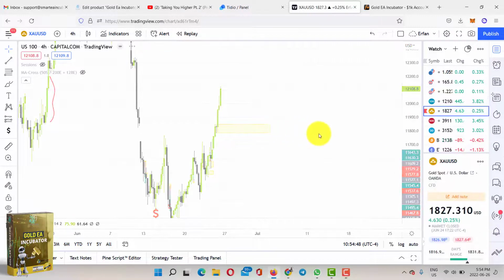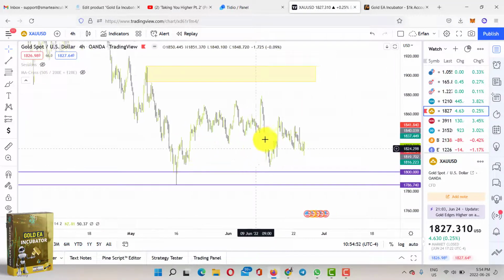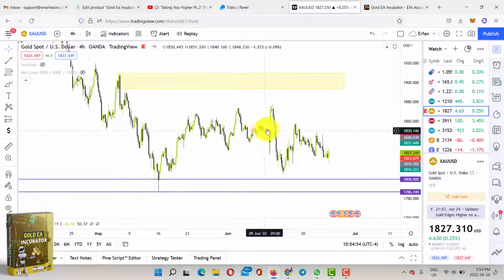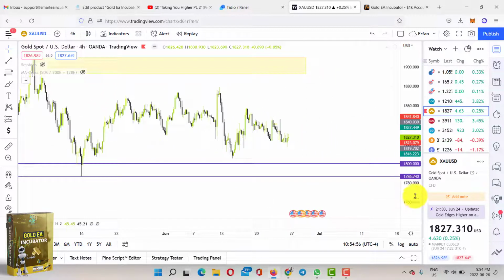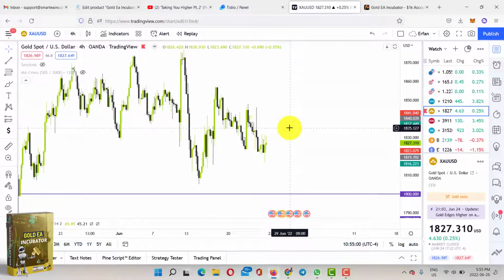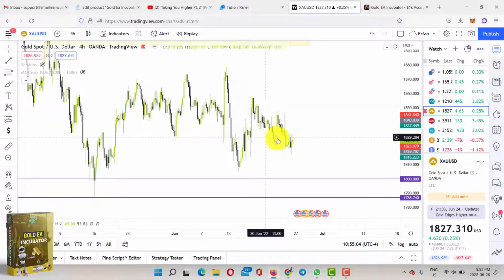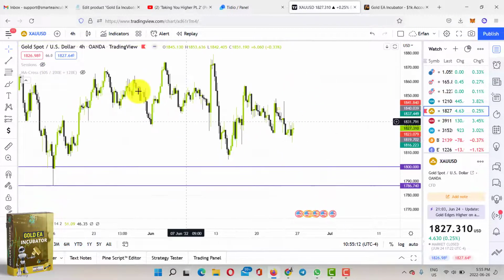So let's get into gold and finish the video by analyzing the gold market, guys. Gold has been crazy these days. It's just constantly going up and down, and I definitely don't trade gold on 4-hour time frame. If I do it, it's on 5-minute time frame and 15-minute time frame, but I don't really look at it because we are using Gold EA Incubator that trades gold for us, so there's no point to actually trade it anymore.